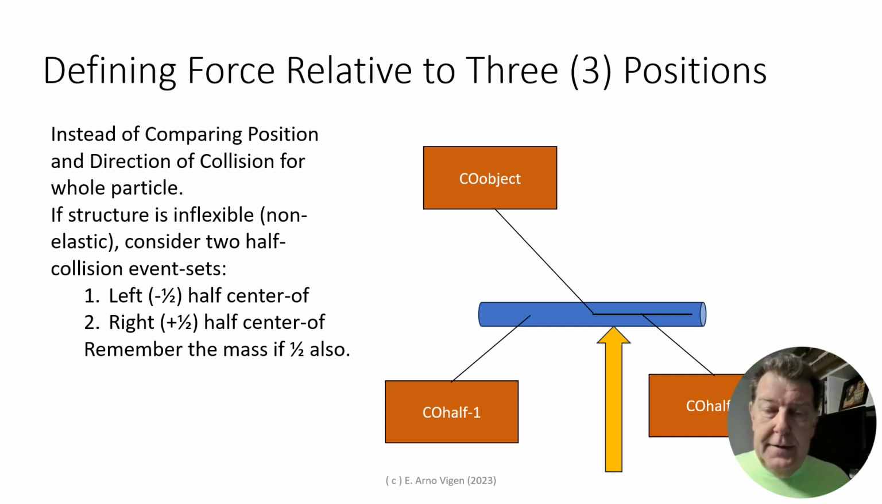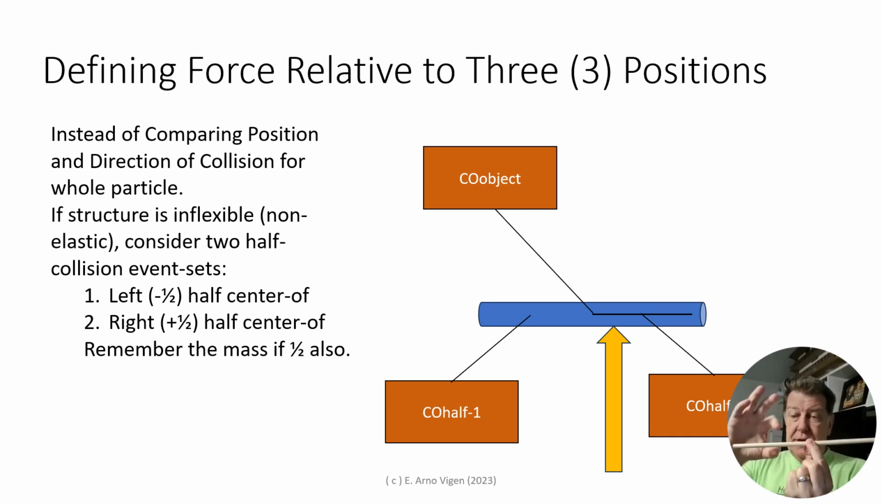Now, we have to define where those forces are relative to those three positions. As the object comes in, you get an object, and there's a center of mass, but then there's a center of the half. These are cylinders, so this one is easy. It's halfway out, and this one is halfway out. So you have the object, then you have the center of mass of the left, and the center of mass of the right. These are the three positions.